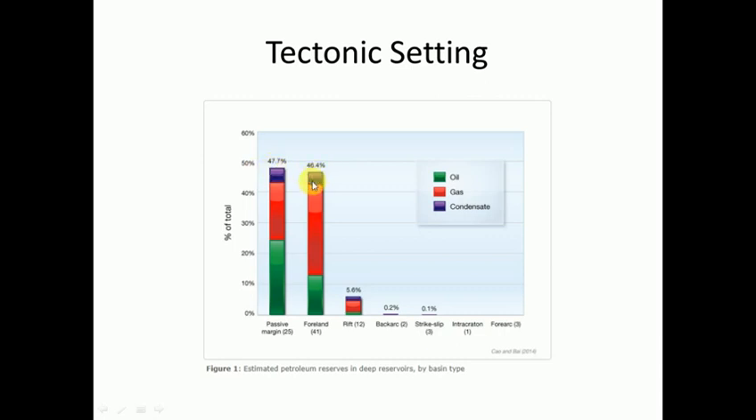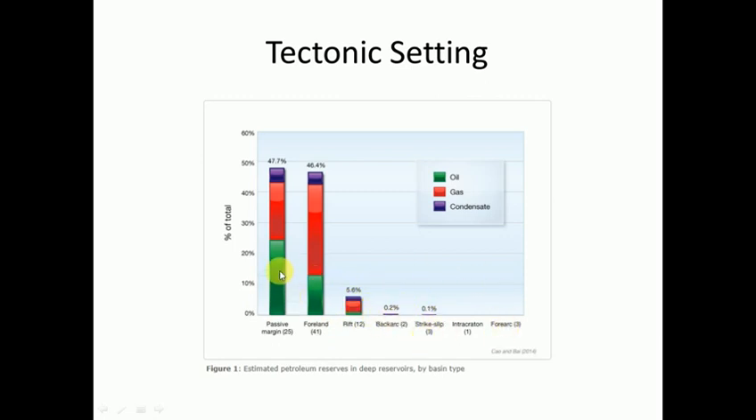47% and 46% of oil and gas plays or petroleum reserves are found on passive margins and foreland basins. Now you might not be familiar with these terms, we'll talk about them now, but both of them link with environments that we've already spoken about, tectonic settings we've spoken about. Passive margins ultimately link to mid-ocean ridges, and foreland basins are linked to subduction zones. And then there's smaller percentages in other regions.